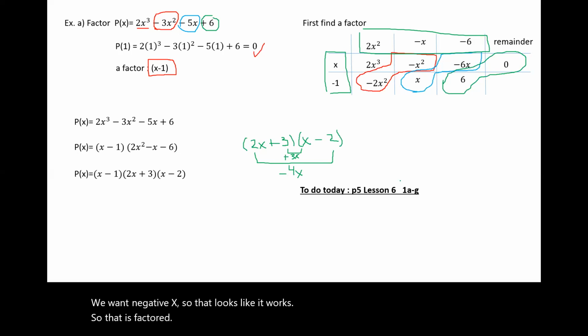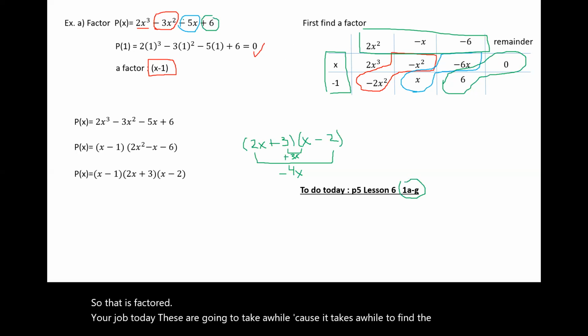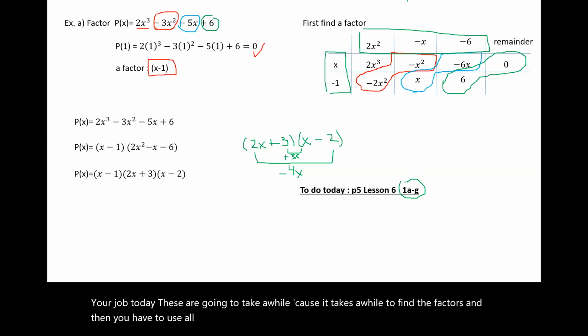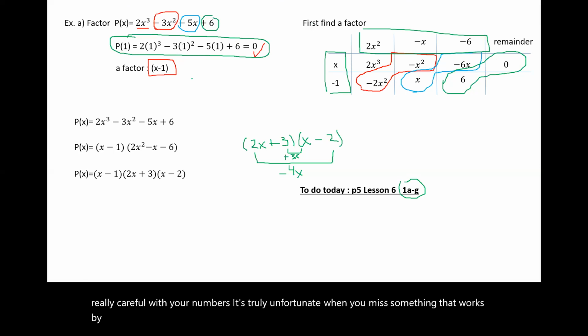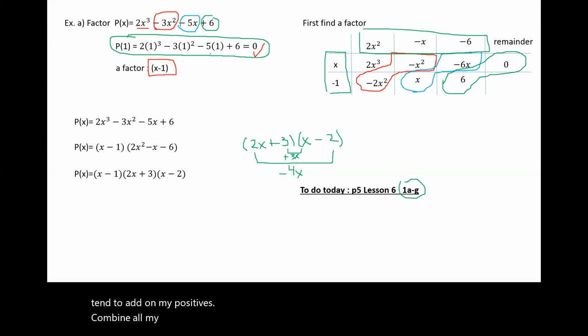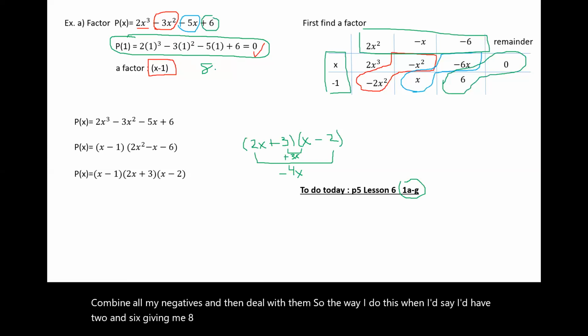Your job today, these are going to take a while because it takes a while to find the factors. And then you have to use all your previous methods. So it's a magnificent review. Be patient. Be really careful with your numbers. It's truly unfortunate when you miss something that works by being careless with your positives and negatives. If I could give you a hint on this, I tend to add all my positives, combine all my negatives, and then deal with them. So the way I do this one, I'd say I'd have 2 and 6 giving me 8, negatives, negative 3, negative 5, negative 8, and that's where our 0 comes from.